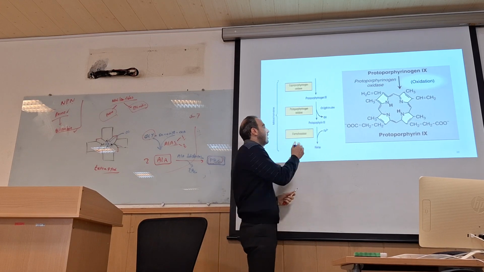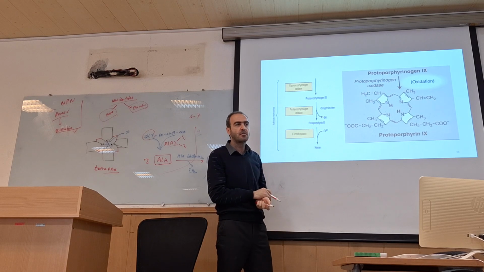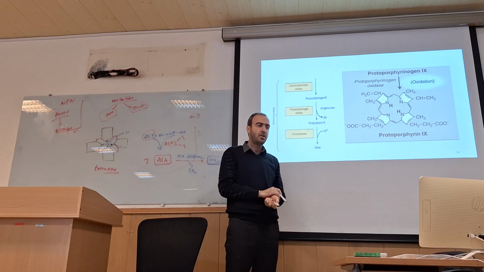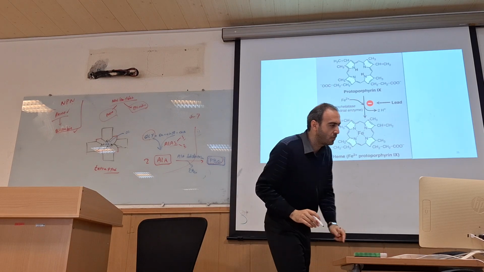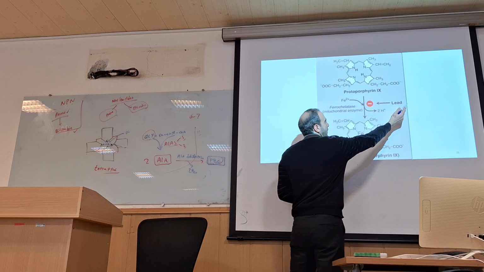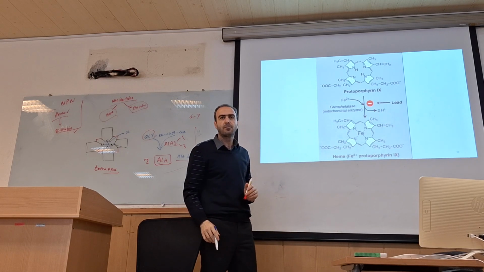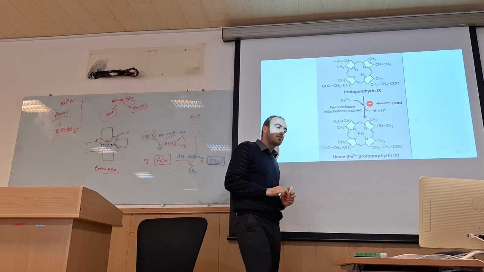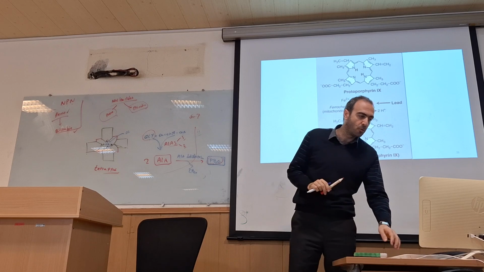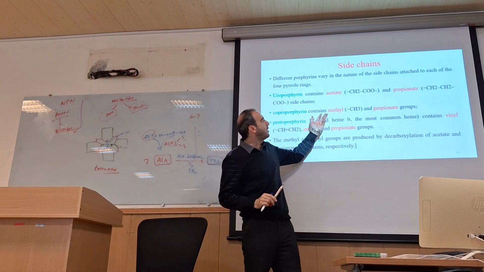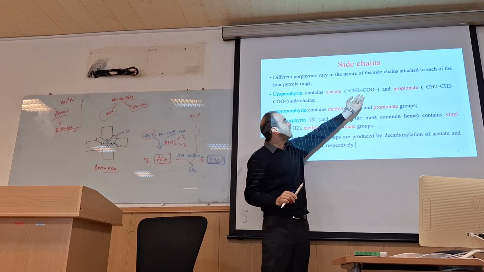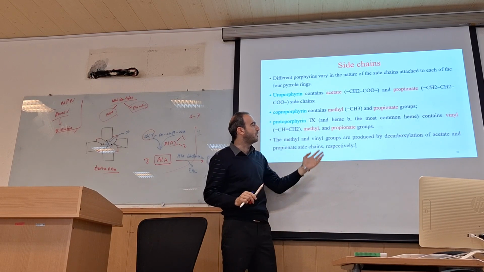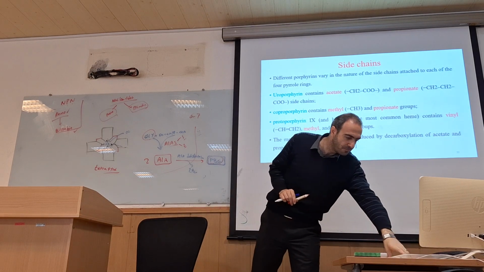In the last reaction, ferrochelatase adds iron and produces heme. This enzyme also can be inhibited by lead. So far, 2 enzymes are inhibited by lead: ALA dehydratase and ferrochelatase, both. Related to the side chains, you saw we have acetate and propionate, methyl and propionate, and methyl, propionate and vinyl. They are different side chains.